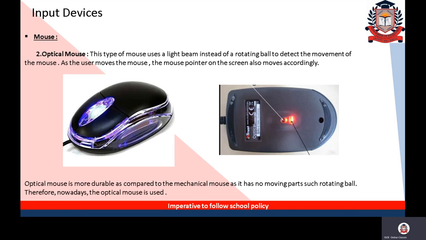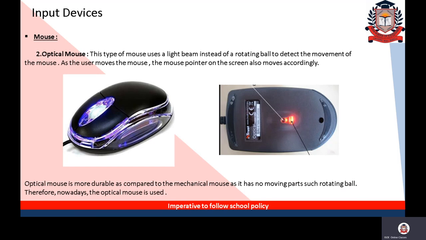An optical mouse is more durable as compared to the mechanical mouse, as it has no moving parts such as a rotating ball. Therefore, nowadays the optical mouse is used. When we are using a rotating ball, sometimes we are not keeping it on our pad or the surface is not clean. When it is not clean, the dirt starts accumulating inside the ball.